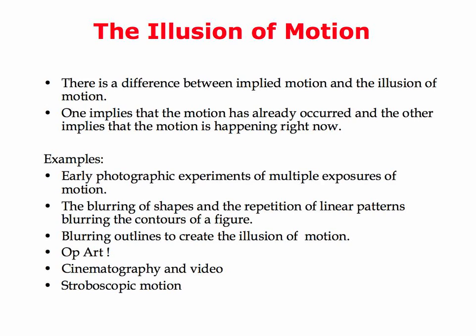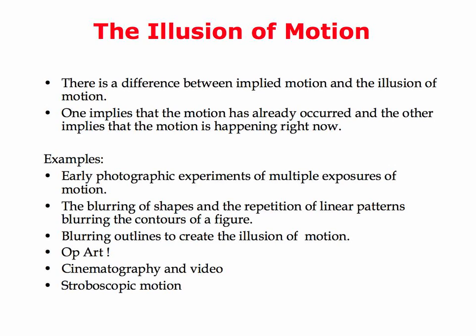So, implied motion is reference to motion that has happened. The illusion of motion is the illusion of motion that's happening right now. There are a lot of early photographic experiments that try to show motion as it's occurring. Another way artists will try to give the illusion of motion is by blurring the edges of something like a race car that will have a blurry streak behind it, indicating it's going very fast.